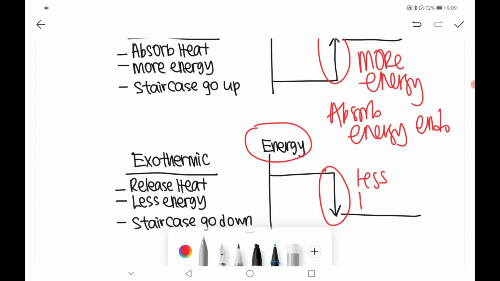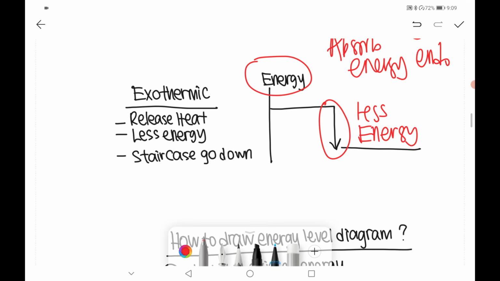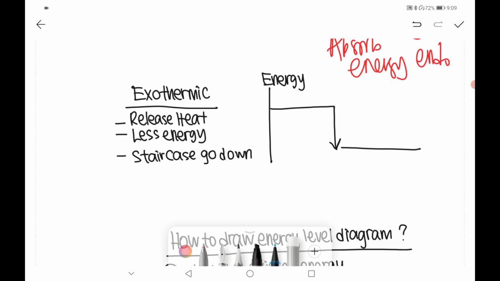So when you see the energy go down, that means less energy. Why is the energy less? Because we release the heat. When we release the heat, when we throw away the energy, the energy becomes less. So release heat is exothermic. All right, now you should know how to tell if the reaction is endo or exo.